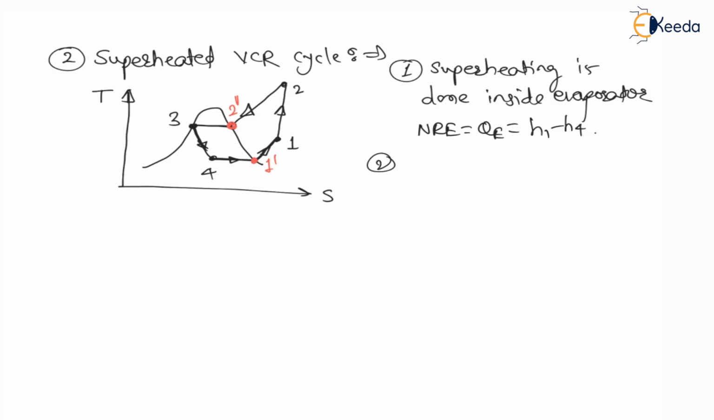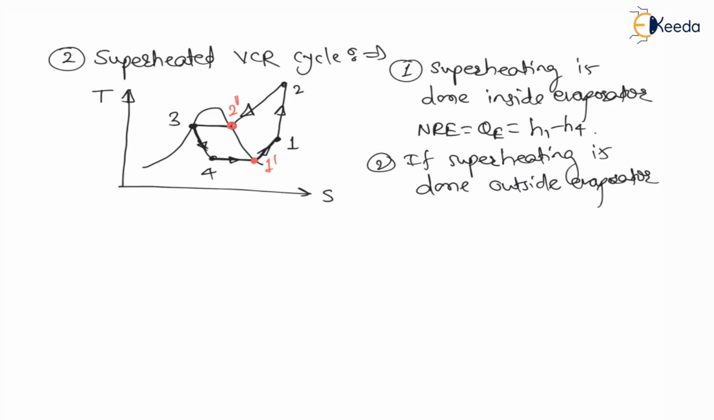Now second is if superheating is done outside evaporator. That means the evaporator is up to 4 to 1 dash only. Therefore net refrigerating effect will be H1 dash minus H4. This is how we have to find net refrigerating effect.